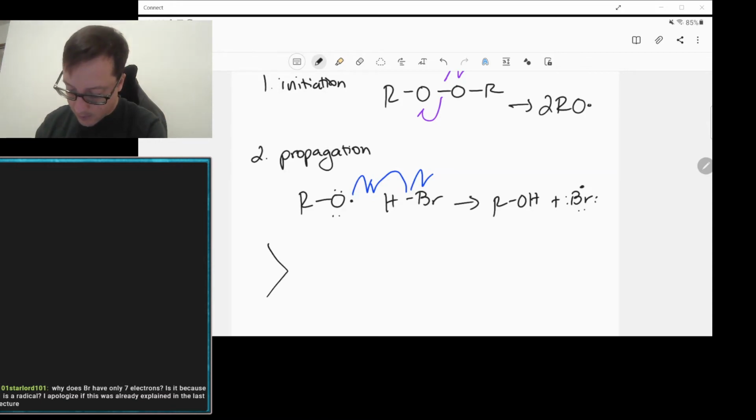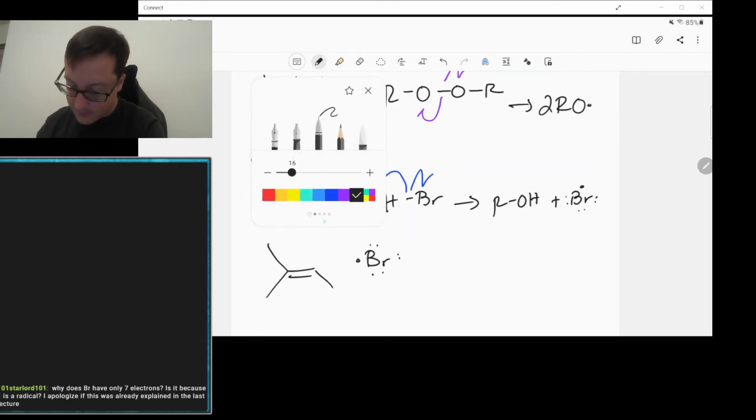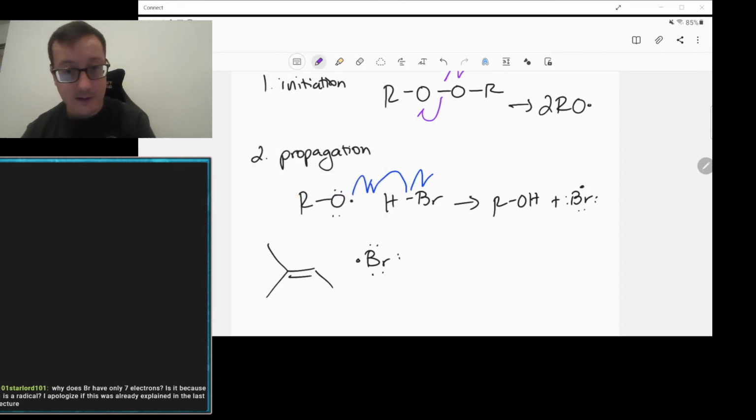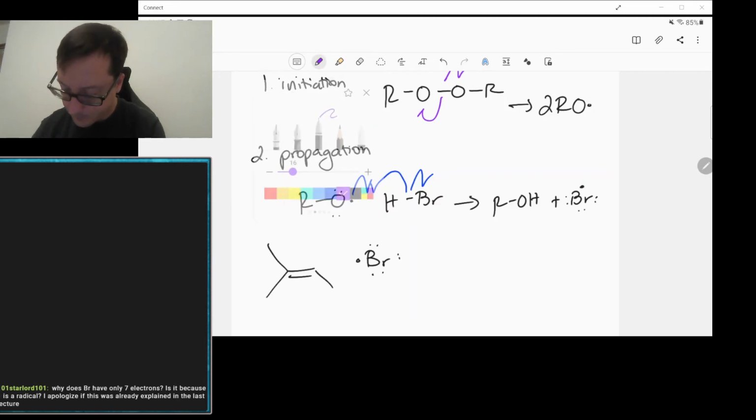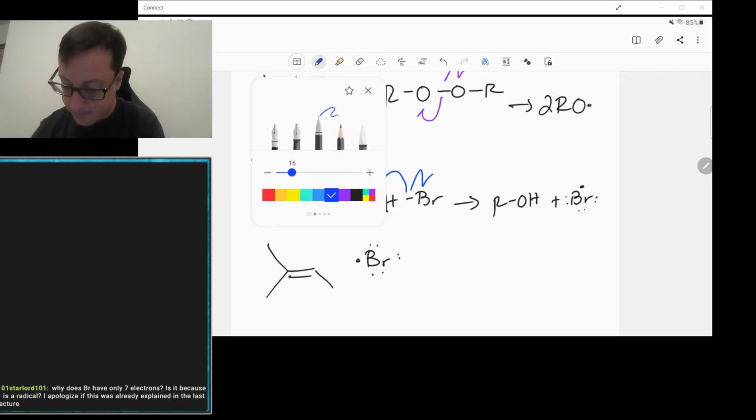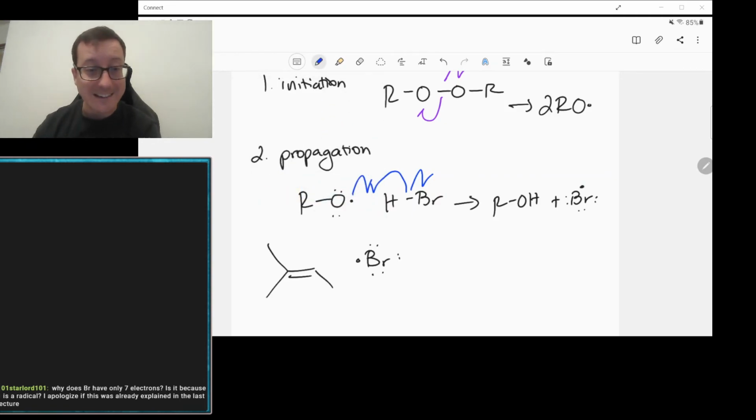We have our bromine radical. We have to consider, remember, we looked at this a little bit earlier, that when we attack this, we can either put the radical on the tertiary or on the secondary position. It's always going to go onto the more stable one. So we're going to end up putting our radical onto the tertiary position.